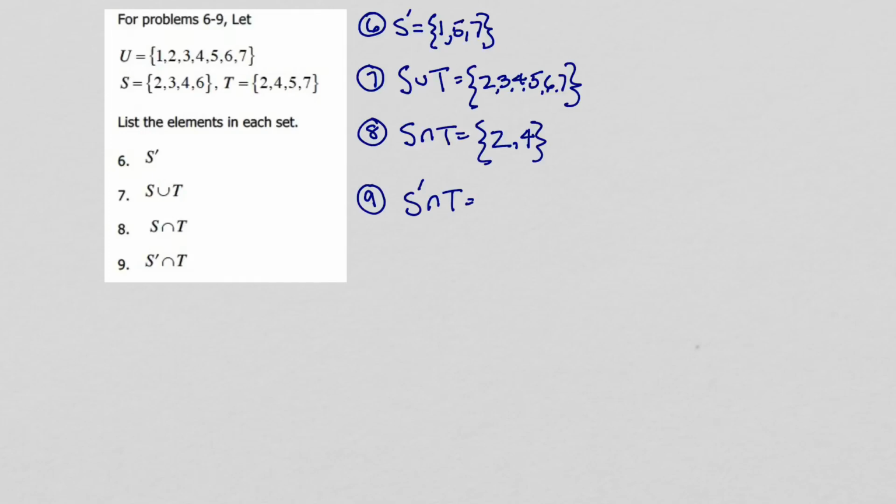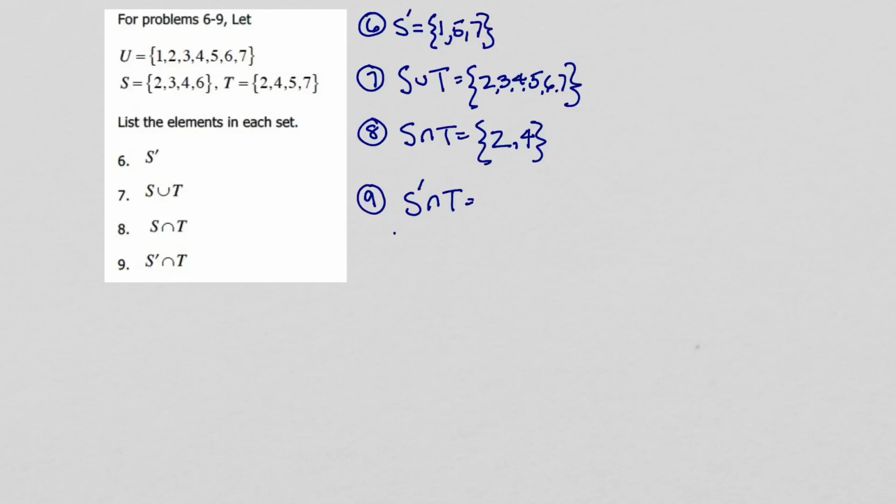And in number 9, we are asked to get this intersection. So we're looking for the elements that are in both of these sets. So what are the numbers that are outside of S and at the same time in T? So look what we've done here. Here's outside of S, right? We already have that set. What's outside of S? 1, 5, and 7. And what is T?